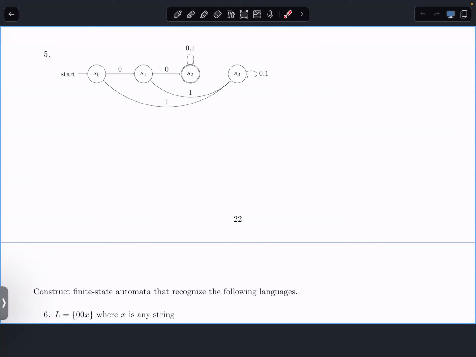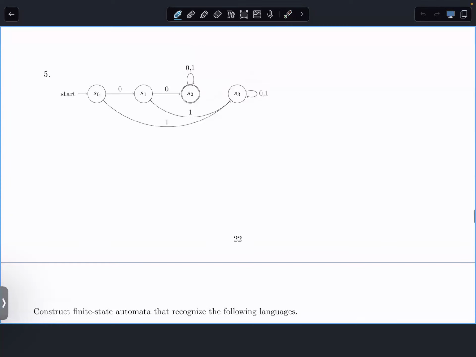Somebody talked to me about what kinds of things would be accepted by this finite state automata. What strings would be accepted? What strings go to a final state? 0, 0, 0, 0, 1, 0, 1.